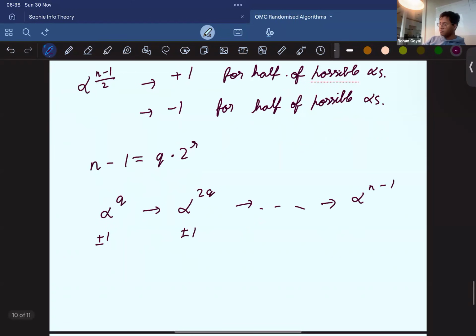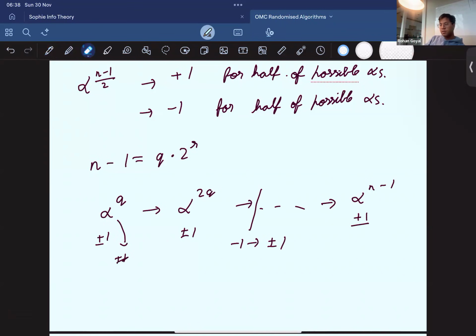And now you must have hit plus 1. The point is, at some point, you switched from minus 1 to a plus 1. Before that, there were some other numbers, and suddenly you must have hit a minus 1 and then a plus 1. Does that make sense? Because it could also just be that you hit a plus 1 here itself. Then there's nothing to do, right?